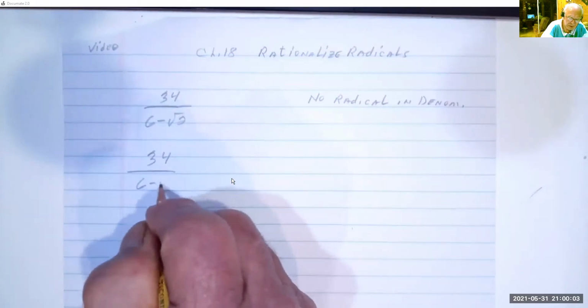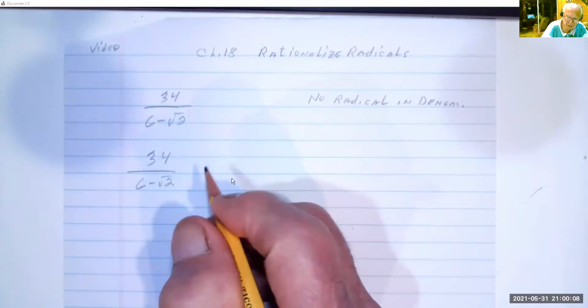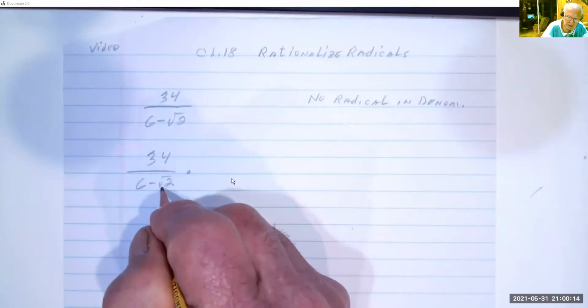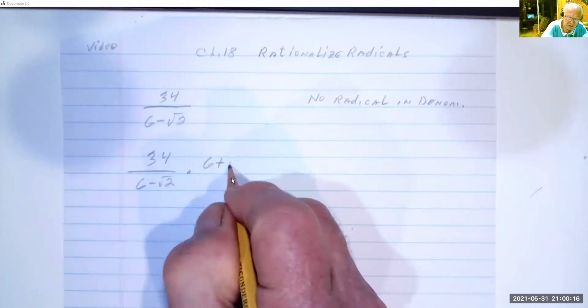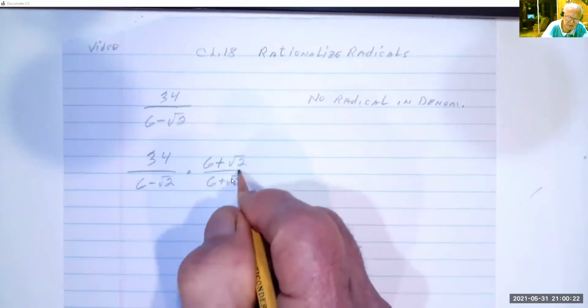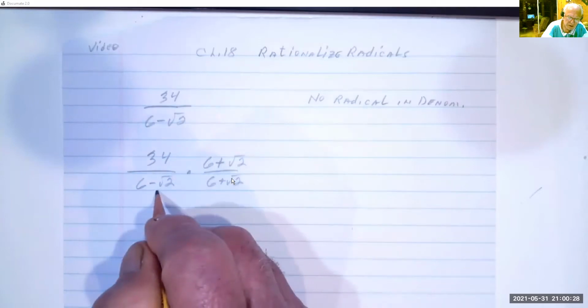If this is a binomial denominator, and it is, don't try to figure it out. Just remember what to do. We need to multiply this fraction by something that represents 1. And the something that represents 1 that will eliminate the radical from the denominator is this binomial with an opposite connecting sign, 6 plus the square root of 2 over 6 plus the square root of 2. So this fraction now represents 1. This 6 plus the square root of 2 is called the conjugate of this denominator.